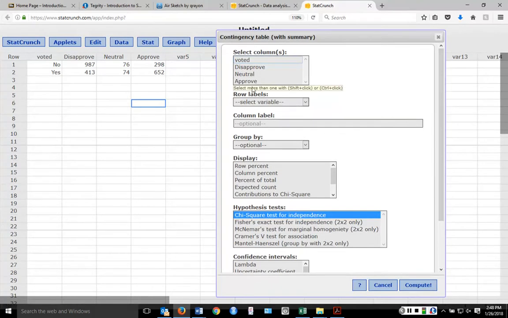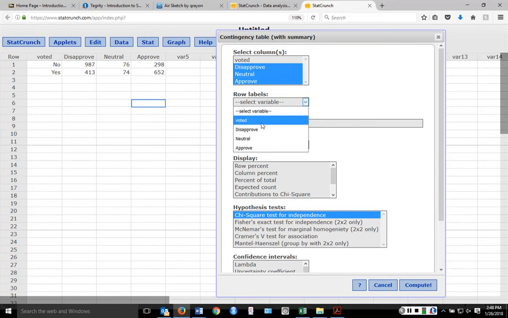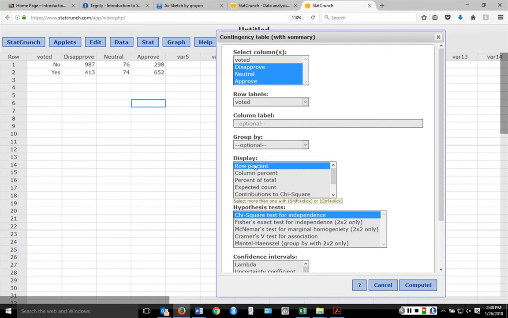Then I have to ask it which columns I want to compare, basically which of my columns have numbers in them. And as it says there, if I want to click more than one thing, I just have to hold the control key while I click them. So I'm going to hit my disapprove, control my neutral, control my approve. I need to tell it what my row labels are, which is in this voted column. And there are some extra things we can get here. We can get the row percentages that we already calculated, and the expected counts that we also already calculated. Then I'll hit compute.